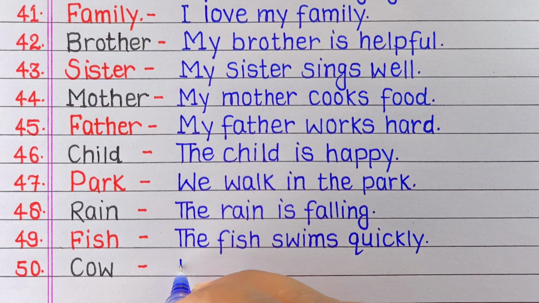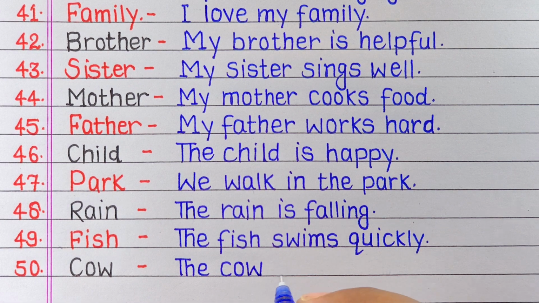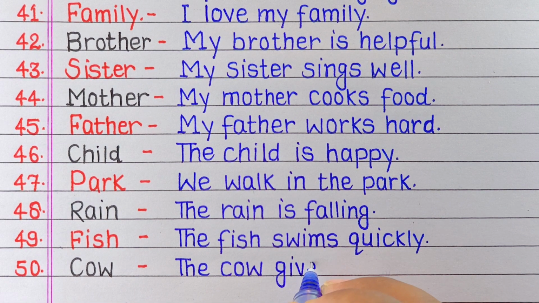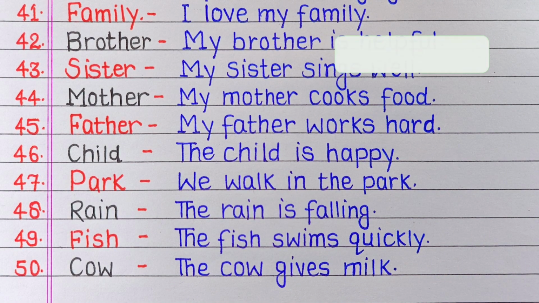49. Fish. The fish swims quickly. 50. Cow. The cow gives milk.